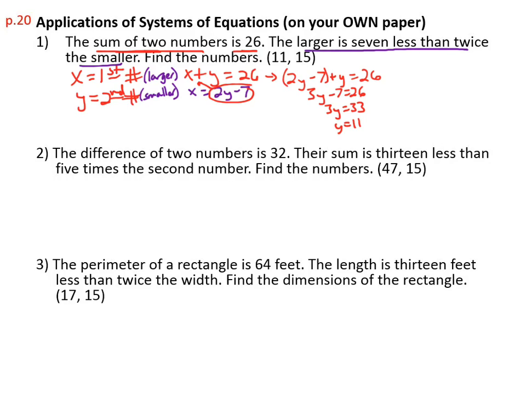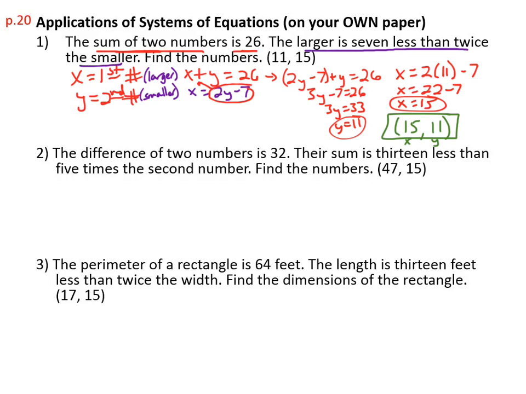Now that I have my value for y, I can plug that into the second equation and say that x is equal to 2 times y, which was 11, minus 7. So that means that x is 22 minus 7, which is simply going to be 15. So did I get those two values that we said? Yes. We have 15 and 11. So there's x and there is y.